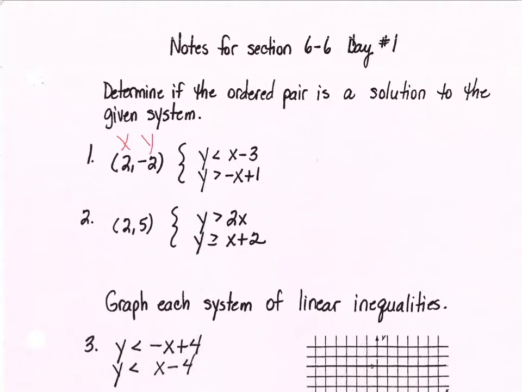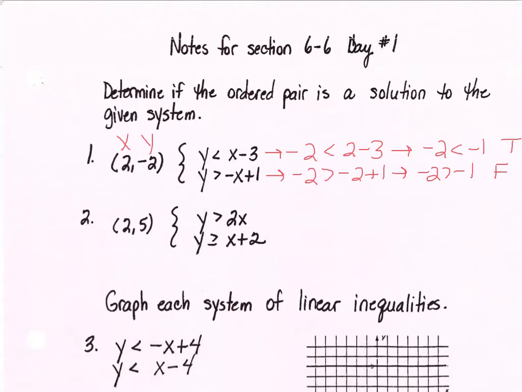Remember that our first coordinate is our x and our second coordinate is our y. Let's plug x and y into the top expression. I would have negative 2 is less than 2 minus 3. That gives me negative 2 is less than negative 1, which is true. So it works in the first one. Let's plug it into the second one. I'm going to have negative 2 is greater than negative 2 plus 1, so I end up with negative 2 is greater than negative 1. Well, that's false. Negative 2 is smaller than negative 1.